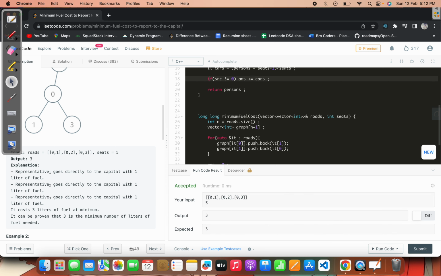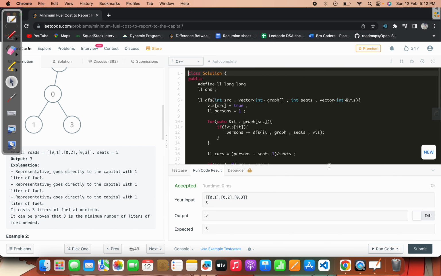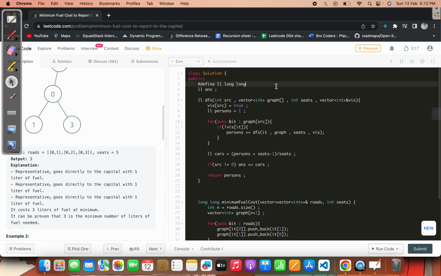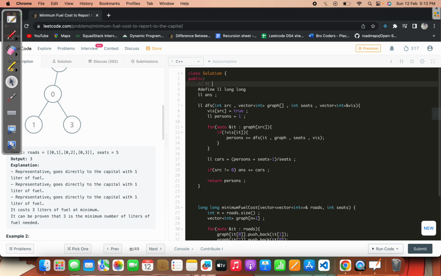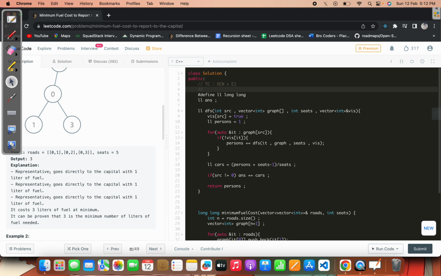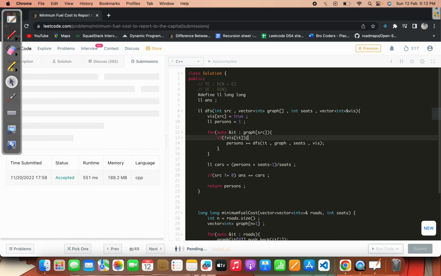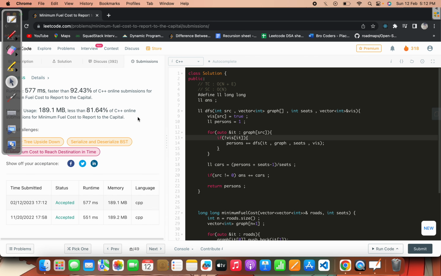Okay, so let's now see its time complexity. Since we are doing just a DFS, our time complexity is big O of n plus e, where n is the number of nodes and e is the number of edges. Space complexity of this is big O of n, where n is the number of the nodes, which is used by the stack space. So let's now try to submit this. Okay, so this is our today's Leetcode daily challenge.